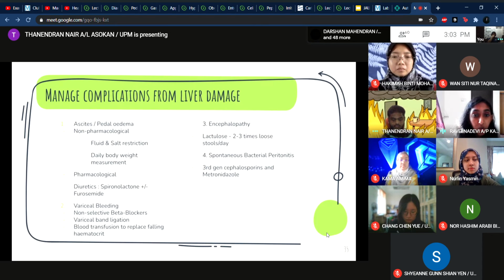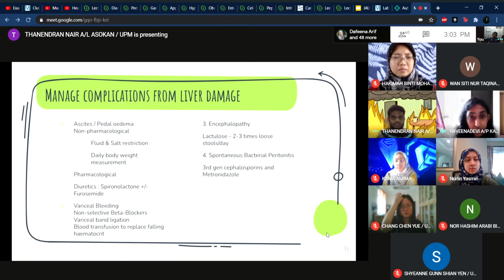And then the final complication is spontaneous bacterial peritonitis. For any kind of infection, you always go with broad-spectrum antibiotics. So in this case, we can give third generation cephalosporins and metronidazole.